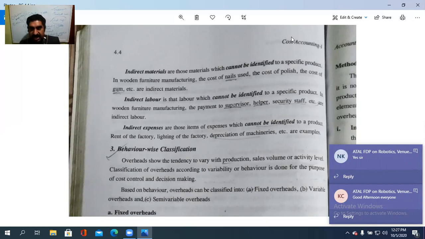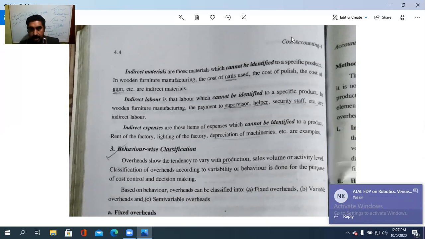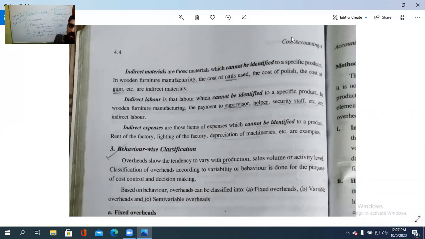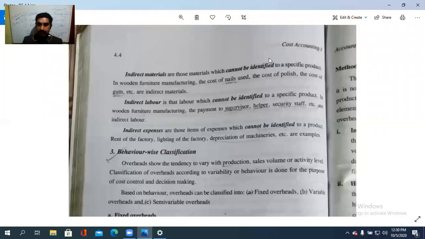Then indirect expenses are those items of expenses which cannot be identified to a product. So that is the indirect expenses. So indirect material, indirect labor, indirect expenses. So function-wise classification and then element-wise classification.